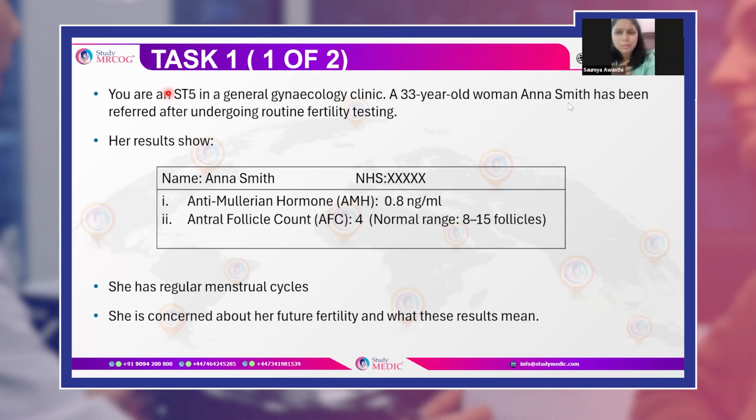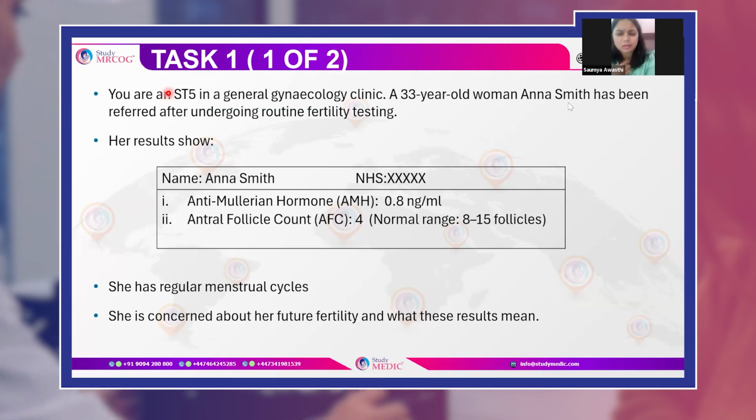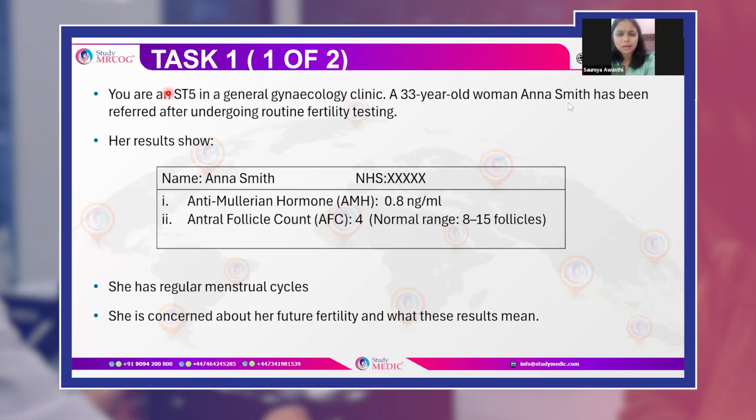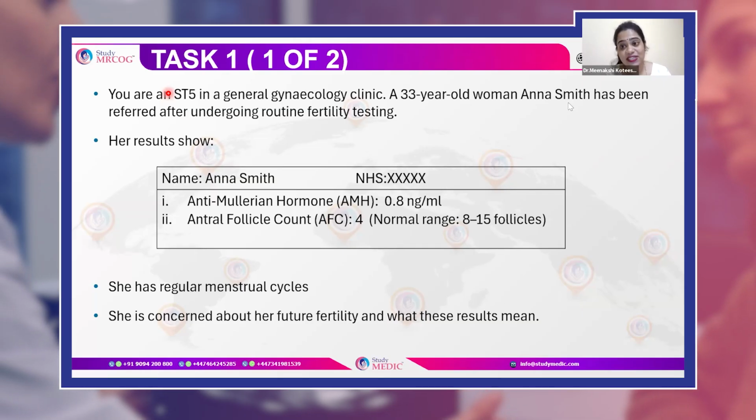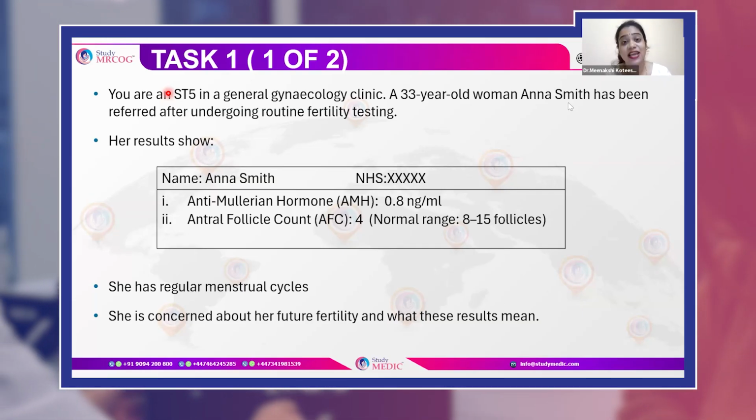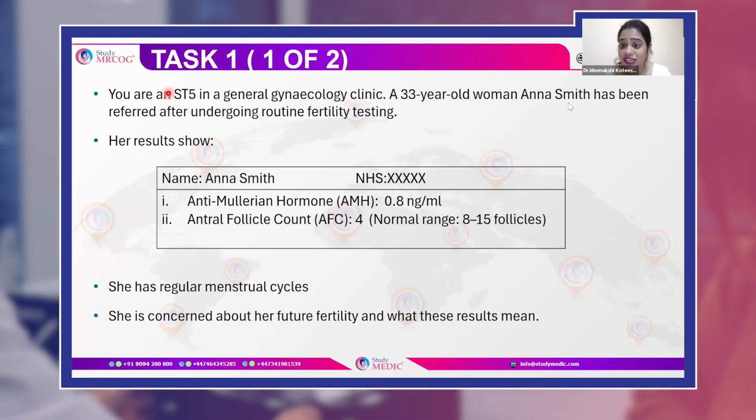So, doctor, can I become pregnant naturally, or is there any problem with that? Yes, Anna, of course, in women with early ovarian aging, there is a possibility that they can plan pregnancies, and that is possible naturally as well.